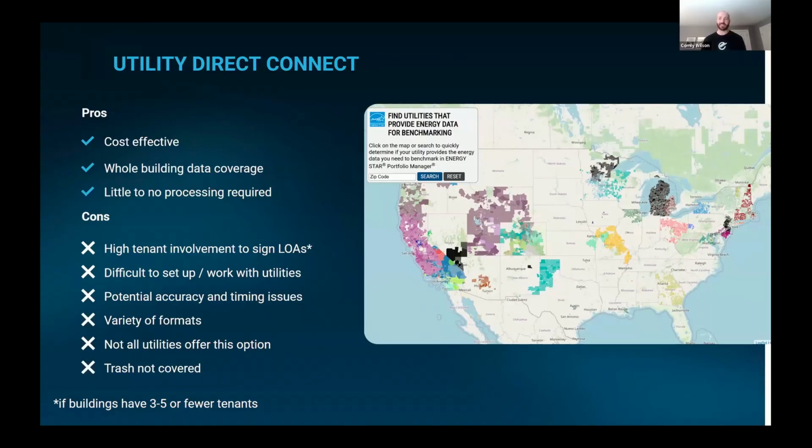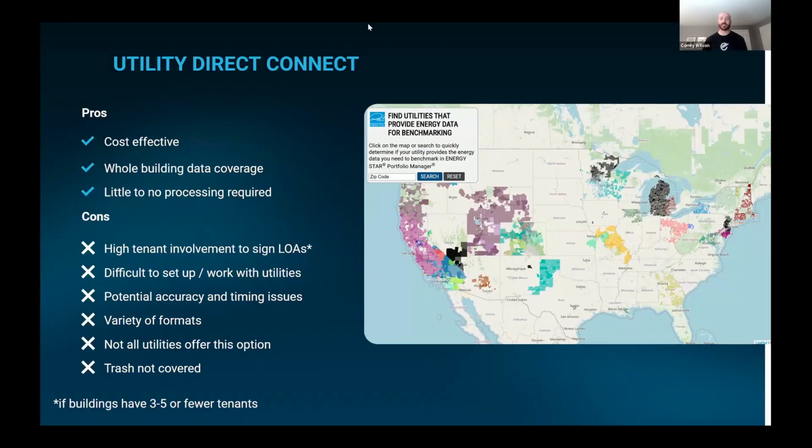Now, the devil is in the details here, because if this was available everywhere and it was easy to do, nobody would have a problem at all. But let's dive in.